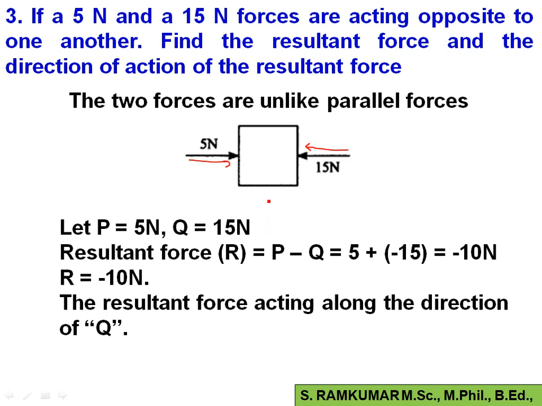So for the resultant force, you have to add. If we add the two forces, we get the resultant force. Therefore R will be equal to P plus Q. Here, since the value of Q is -15, the resultant R will be equal to P minus Q. So 5 plus of -15 equal to -10 Newton.